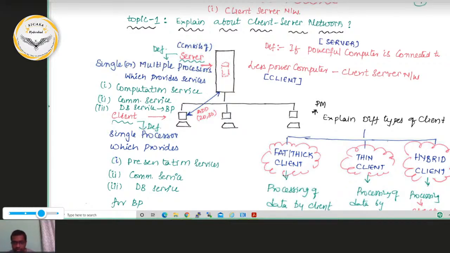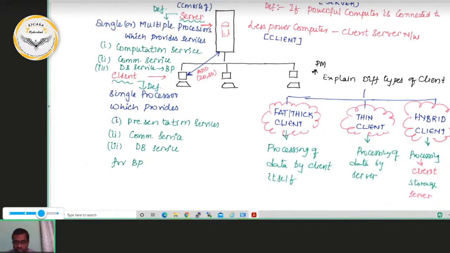Now let us move to one more question: explain different types of clients. Clients are basically divided into three types. First one is called fat client, second is called thin client, and third one is called hybrid client. What do you mean by fat client? If the processing of data is done by the client itself, it is called a fat client.